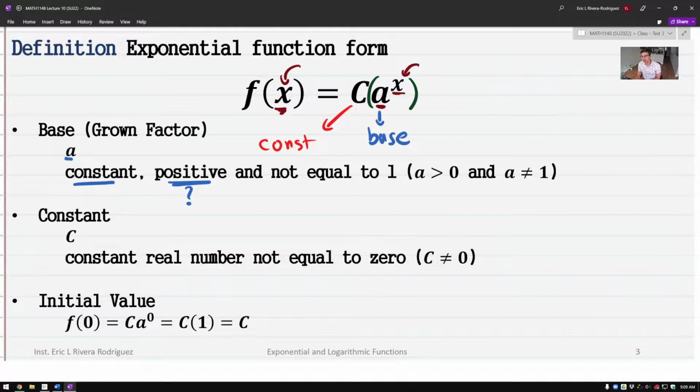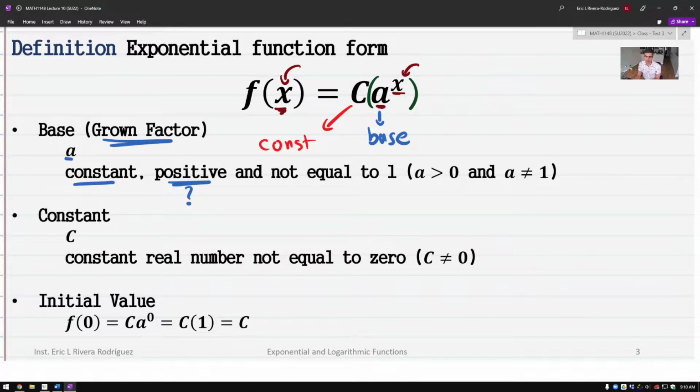Why should it be just positive? Why not negative? Also, in application, when we start applying exponential functions to real world situations, the base is going to be called the growth factor. Okay, but we are not going to cover that part here. We are just going to focus on the notation of the exponential function and its parts.